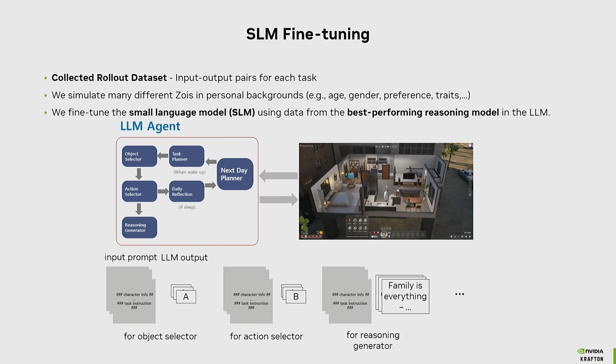And then we collected a dataset consisting of input prompt and output pairs for each task. To obtain a diverse dataset, we simulated many different ZOIs with different personal backgrounds. And to optimize performance, we fine-tuned the small language model using data from the reasoning model, which shows the best performance in our agent. Our goal was to train the small language model to generate output similar to the large language model when given the same input prompt. This ensures comparable reasoning capabilities while significantly reducing computational cost.